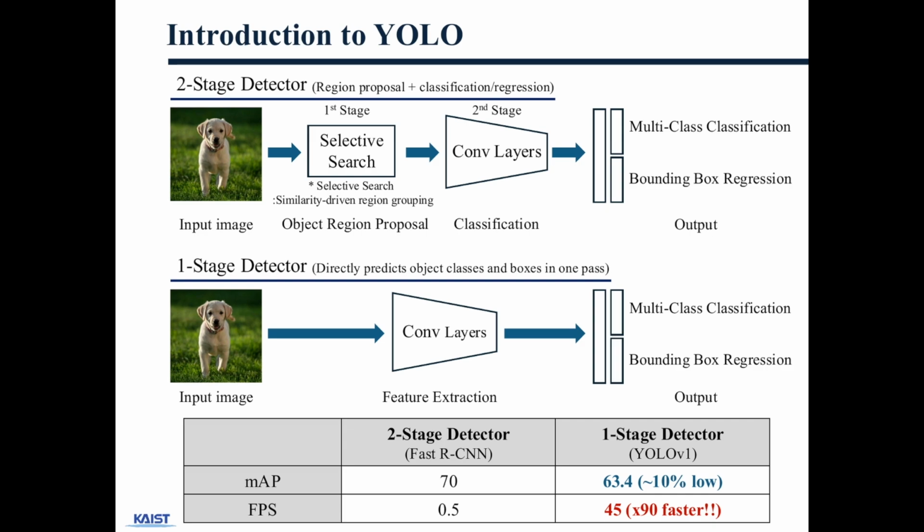YOLO was not originally designed to win only on accuracy. It was designed to make object detection practical in real-time settings. For robotics and physical AI, this speed is extremely important because the robot must perceive the environment and react quickly.